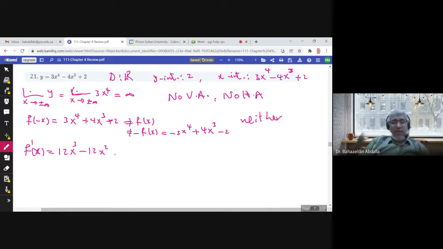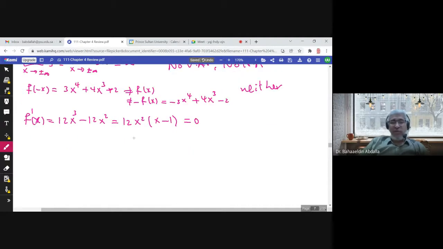Okay, let us try to find the zeros here. Well, I can take 12x squared as a common factor. So I have x minus 1. When you put it equal to 0, I have two zeros, 0 and 1. So I can put 0 and 1 and negative infinity and infinity, and let me discuss the signs of f prime.